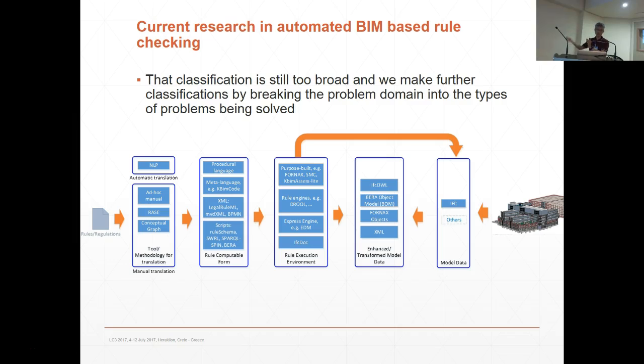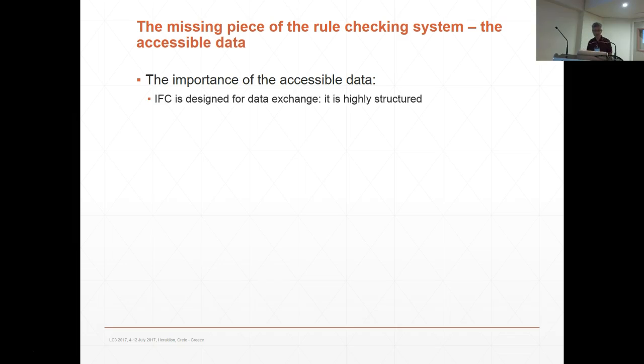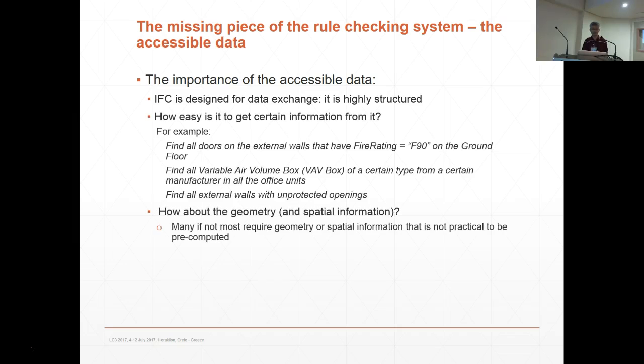Some of the systems will work directly with IFC models. Some transform those models into some other forms or enrich them with some other representation. This research focused on that area, which is the data. Why is it important? Because IFC is designed for data exchange. It's very highly structured, very good in terms of getting the information, with less ambiguity in the sense that you know what you get. But as a result, it's actually pretty difficult to query information.